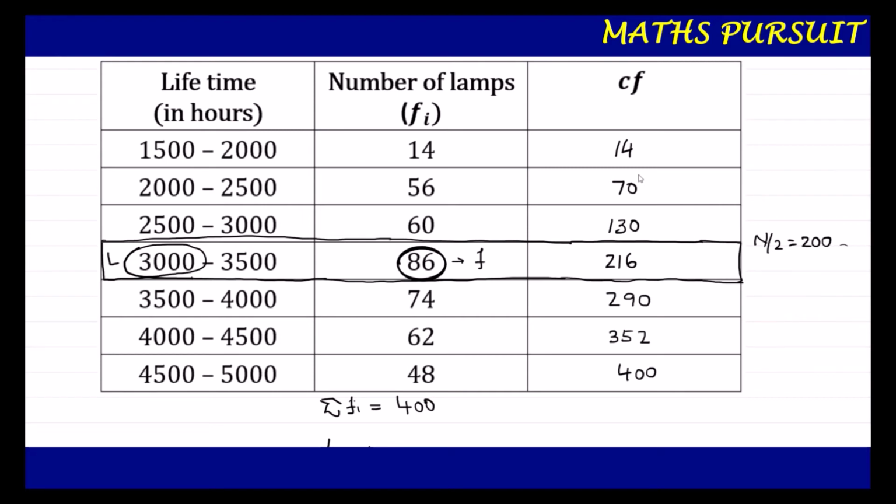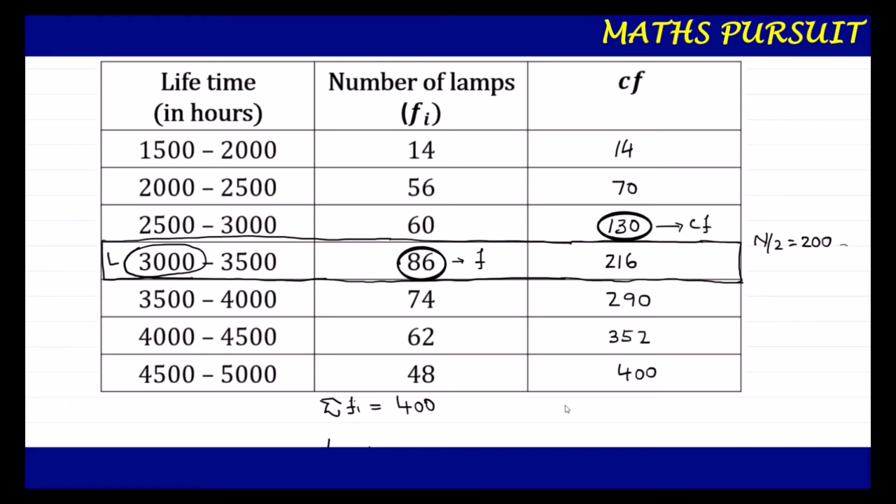And the most important thing here is the cumulative frequency of the median class. The cumulative frequency just before the cumulative frequency of the median class, we are going to consider as the cumulative frequency. So here the cumulative frequency which is just before the cumulative frequency of 216 is 130. We need to consider that one as our CF, or cumulative frequency. I hope till here we are very clear.